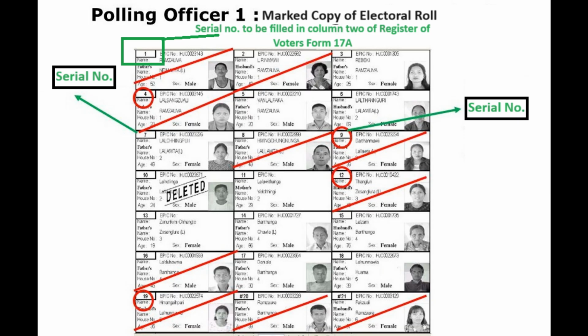Let's have a look at marked copy of electoral roll. Polling officer first is the in charge of marked copy of electoral roll. Once the voter is identified, the voter information details that are verified by the polling officer first will be written on the register of voters. Now we will see how to fill the entries for various category of voters.